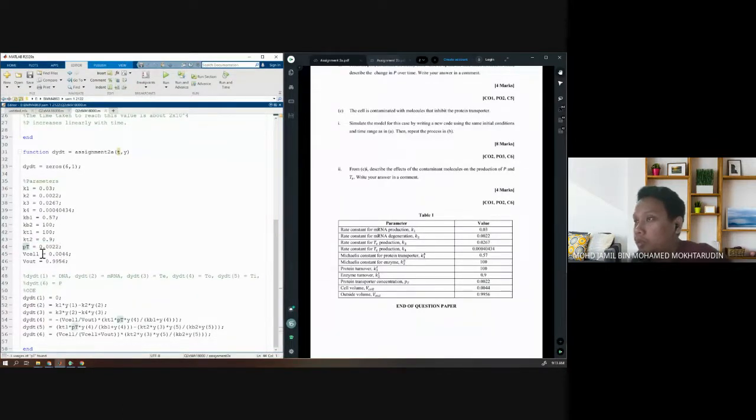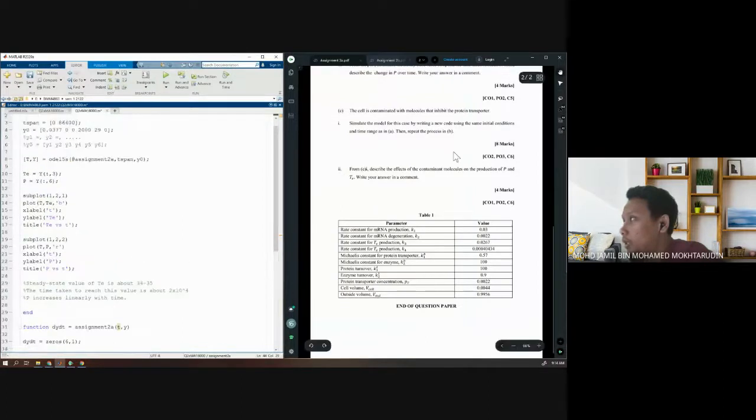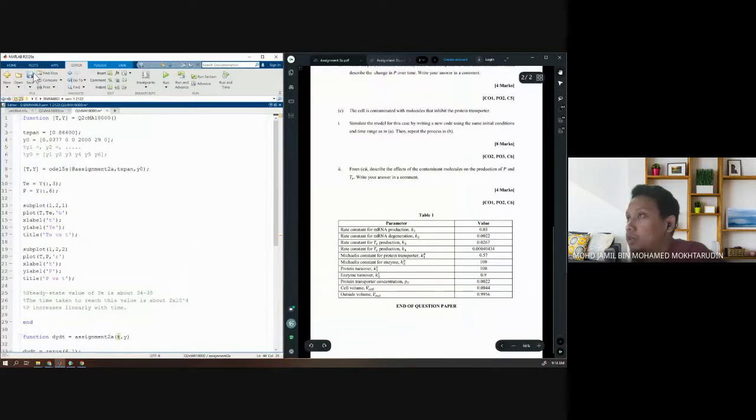So maybe you put a comment here, this original value. So the new value is PT equals 0. So you modify PT to replicate this process. And then just repeat the process in B. So you just run the code.